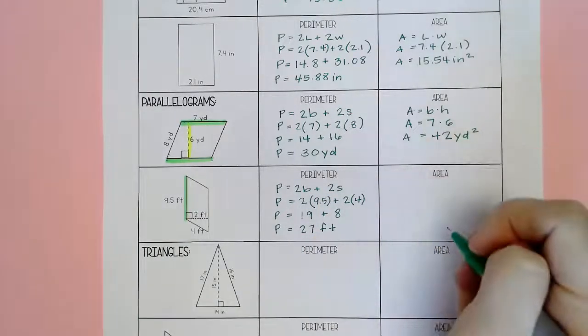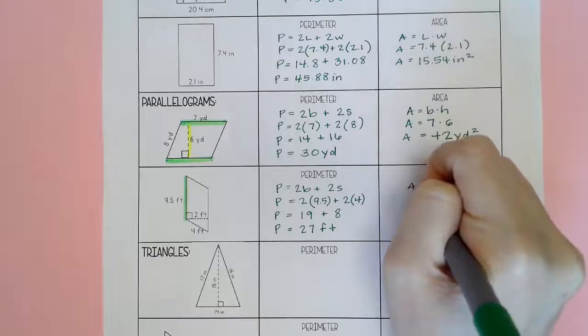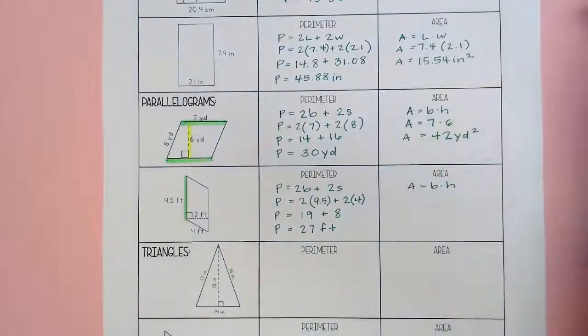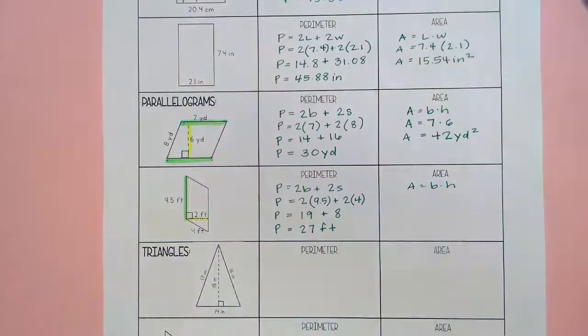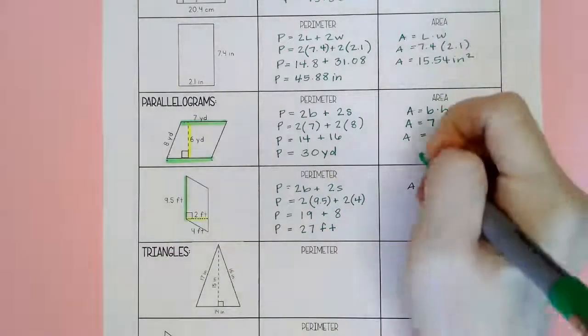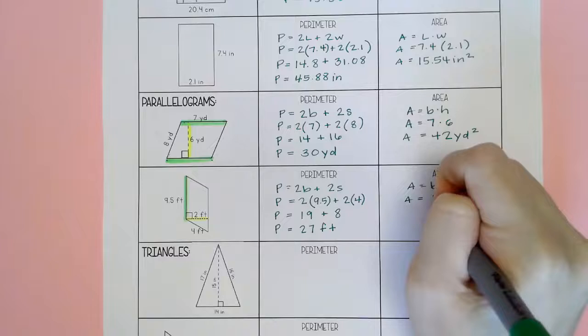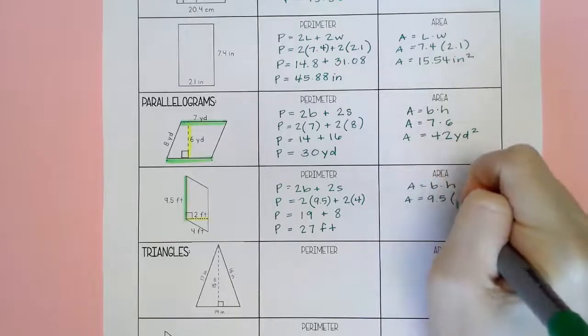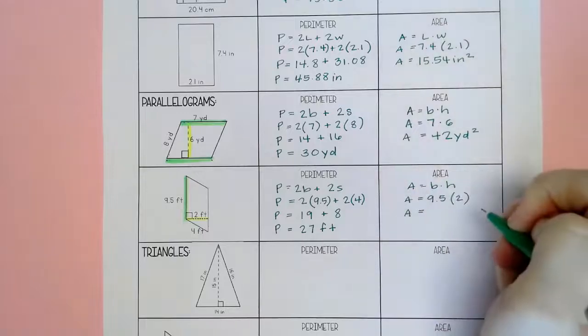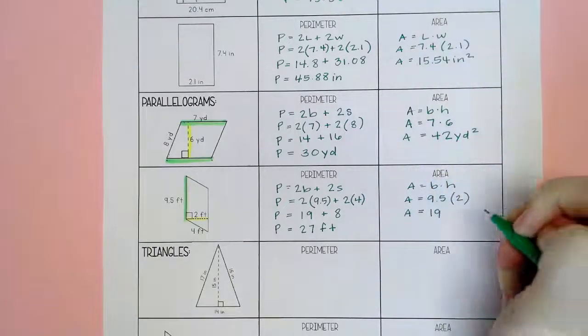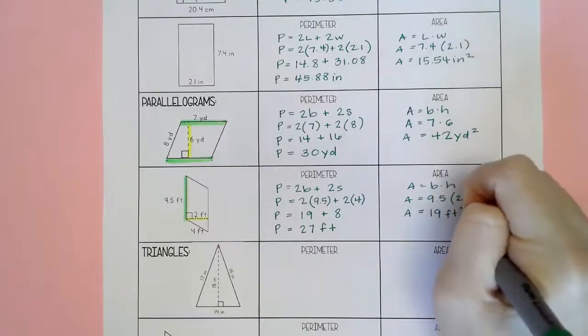Now I'm going to move over to my area. Remember, area is base times height. I already identified my base, but my height is that 2 feet. And so area equals 9.5 times 2. Area equals 19 feet squared.